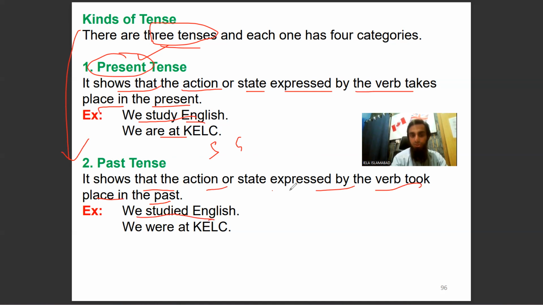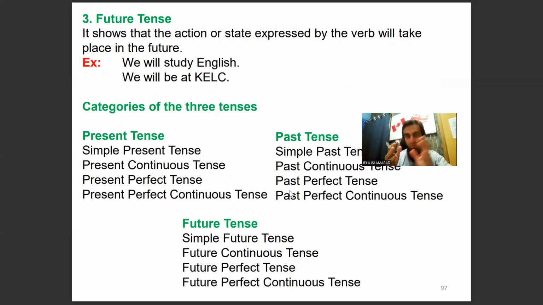We studied English. We were at Calc. This is the place name, institute name, right? So this tense can also be used for present, for past, and along with that also it can be used for future. It shows the action or state expressed by the verb will take place in upcoming time, and that is called future. We will study English, we will be at Cal, right?